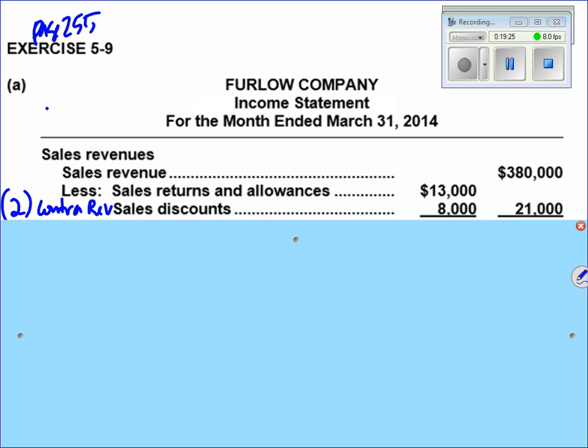Remember, this is us selling to, if we're a wholesaler, we're selling to a retailer. If we're a retailer, we're selling to a customer. This is us selling to someone. Unlike when we're buying, it's all masked in inventory. When we're selling, we have these 2 extra contra accounts that offset it. Okay, we had $13,000 worth of stuff come back, and we had $8,000 worth of sales discounts.